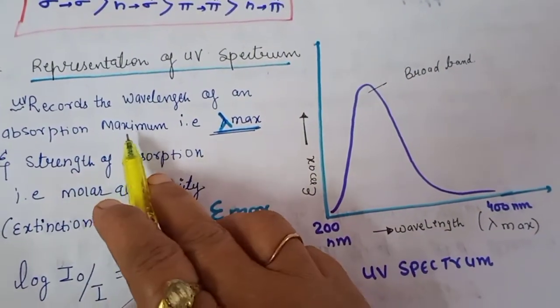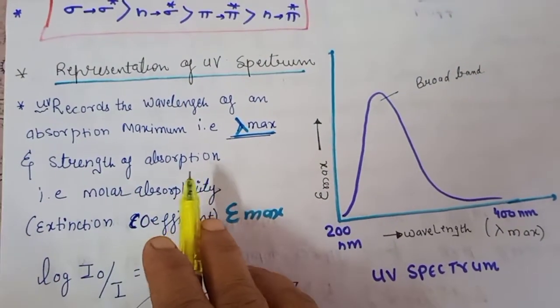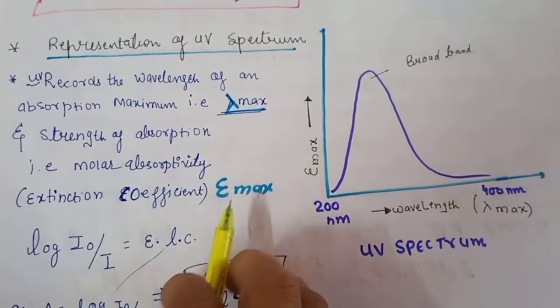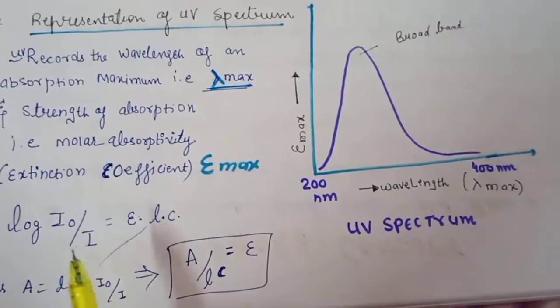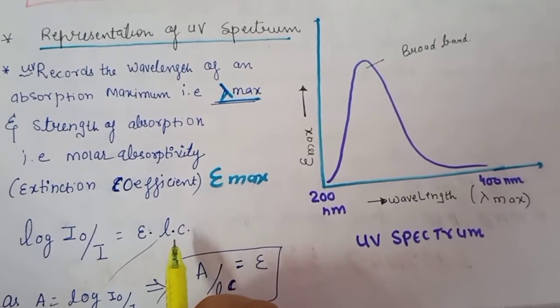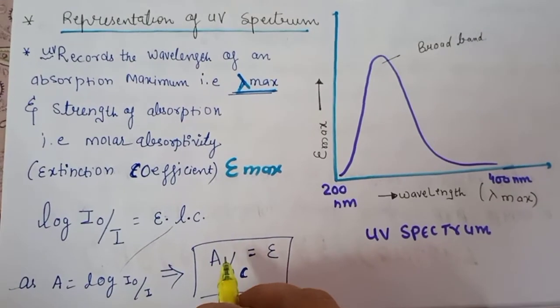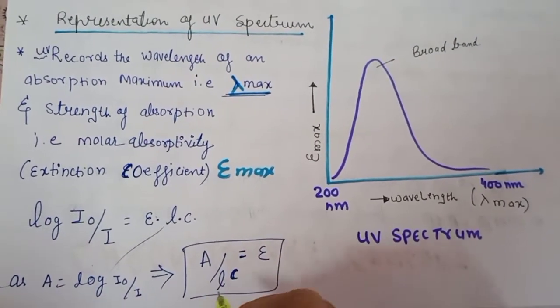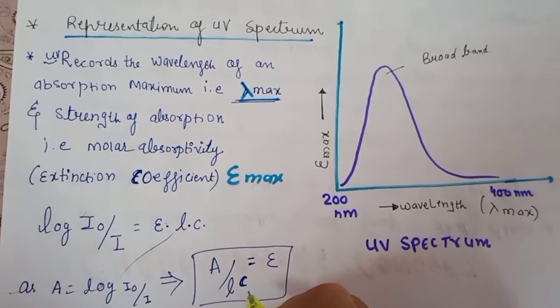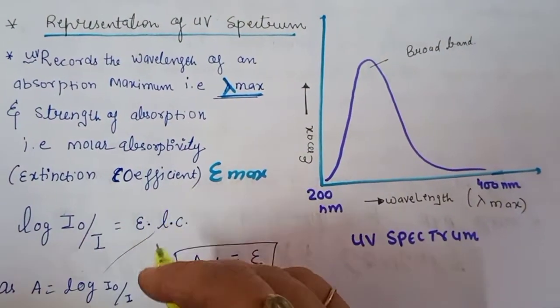So how much wavelength is absorbed and how much is the strength of absorption will be given by the relation of Lambert-Beer's law, that is log I0 by I equals epsilon LC. Here A is the absorption of the radiations, L is the length, C is the concentration of the sample, and epsilon is our extinction coefficient.